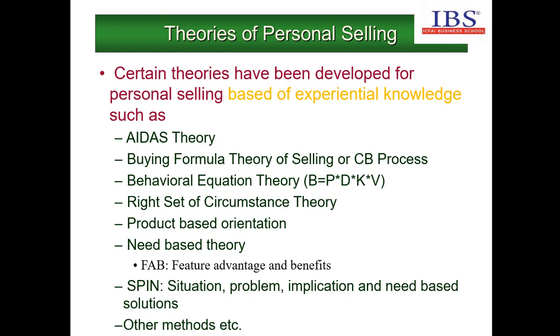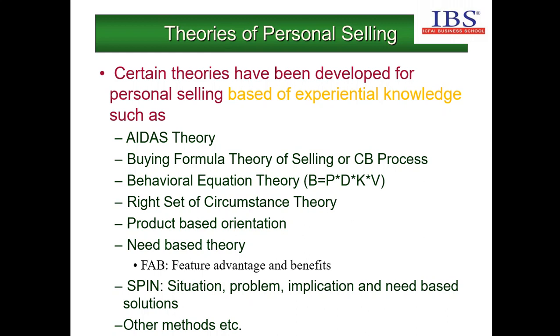Then the next theory is behavioral equation theory. As you can see, this equation is B = P × D × K × V. B is buying, P means the psychological condition of the customers, D is the data or the information that a marketer usually provides, K is the price for which the customer would seek the value, and V is the reinforcement. All these factors collectively would create an impact for buying of your products and services. That's what the behavioral equation theory talks about.